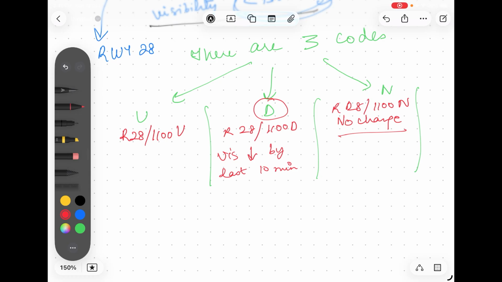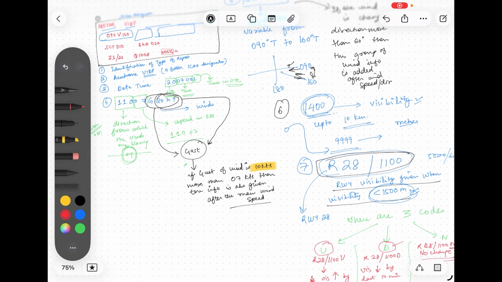Okay, and U means that the visibility is increasing by 100 meters or more in the last 10 minutes or whatever time. So this U means for the pilot that visibility is getting better. By the time we are landing, the visibility might have improved a little bit. But when we talk about D, that means it's getting worse. And N means there has been no change. It has been this way since the last 1 hour or whatever time. The visibility is still like that. So these are the three codes that could be used for this particular explanation.